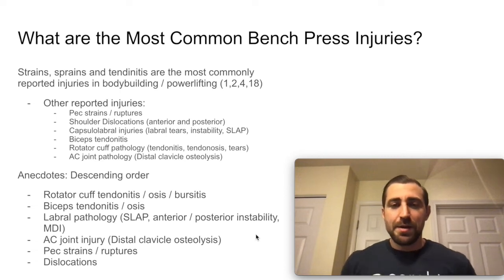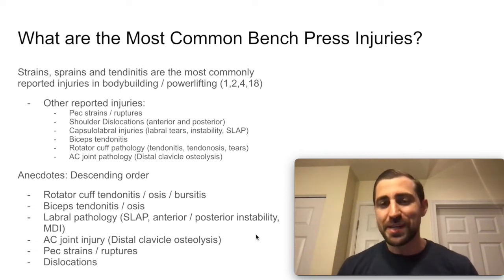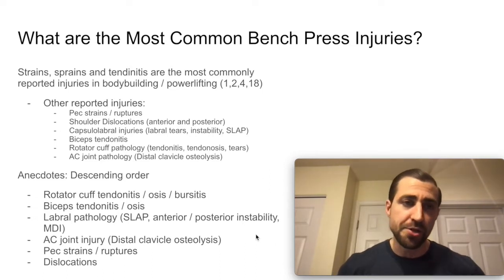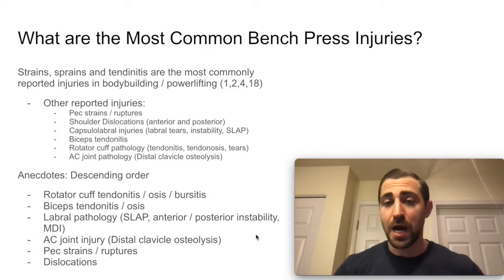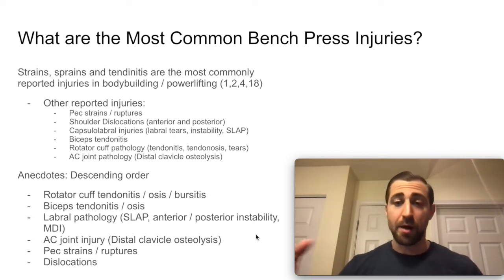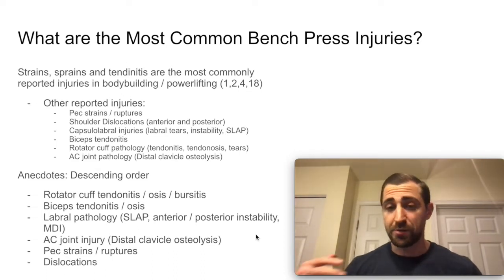So next, what are the most common bench press injuries? Well, again, looking through the medical literature, the most common ones you're going to find are strains, sprains, and tendonitis. These are the most commonly reported injuries in bodybuilding and powerlifting. It's going to be a little bit different once you get into Olympic weightlifting, once you get into CrossFit, right?